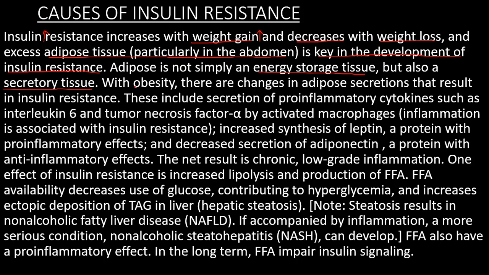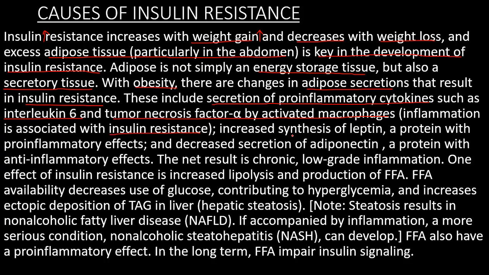Okay. Now, with obesity, there are changes in adipose secretion that result in insulin resistance. Now, these include the secretion of pro-inflammatory cytokines such as interleukin 6 and tumor necrosis factor alpha by the activated macrophages. Now, these cytokines lead to inflammation, and inflammation has been associated with insulin resistance.